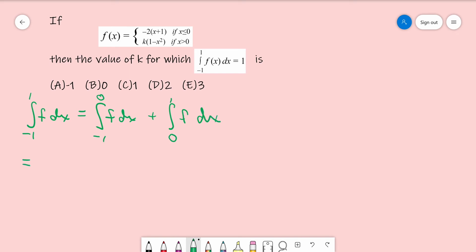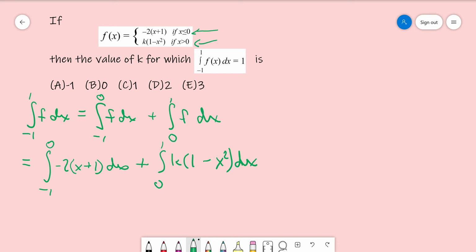So, this is easy to integrate because the integral from negative 1 to 0 is going to be this function here. So that's going to be negative 2 times x plus 1 dx. And then the integral from 0 to 1 is going to be this function, k times 1 minus x squared dx. That's a k.